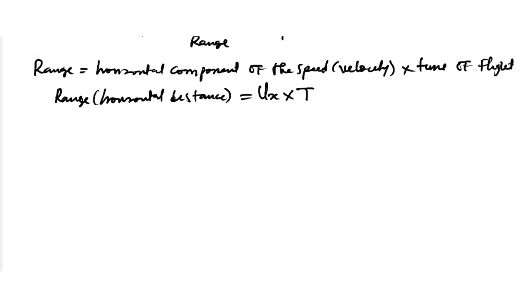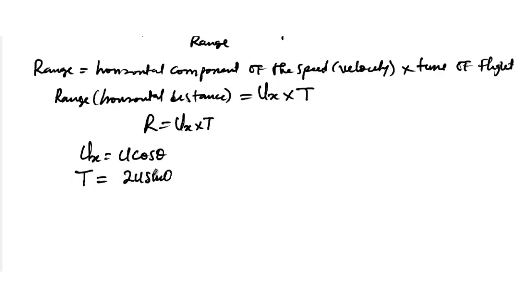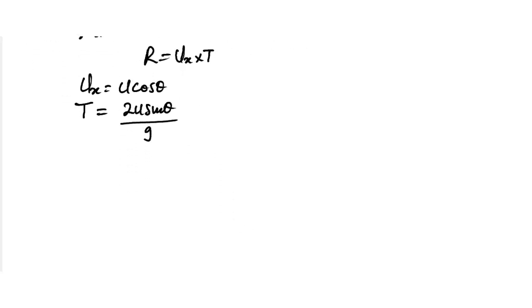So let's do some mathematics. R is equal to u subscript x times t. So what is u subscript x? u subscript x is u cos theta. That is the horizontal component of the speed. While t is the time of flight. You should remember in one of the proofs we did, we talked about time of flight to be 2u sine theta over g. So if I multiply the two together, we can determine the range.